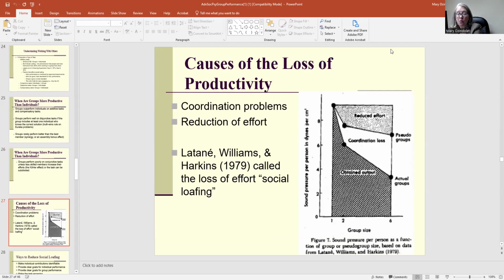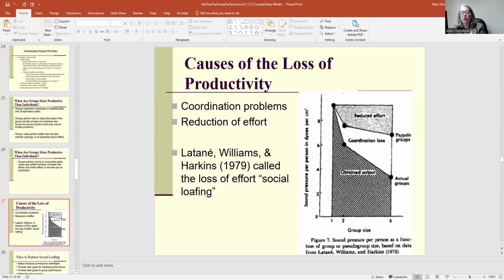Why do groups perform worse than individuals on an additive task? Part of it, like we said, is a reduction of effort with social loafing. We'll talk about that in a minute. But also, oftentimes, there are coordination losses. You can see in this graph, this is how many people are in the group. When we go to a dyad, there's already some coordination loss. But as there are more and more group members, the coordination loss just gets bigger and bigger compared to people working alone and then combining their output. That's what a pseudo group is.